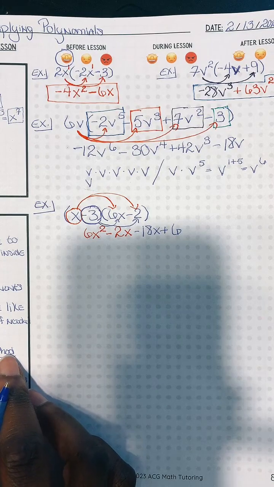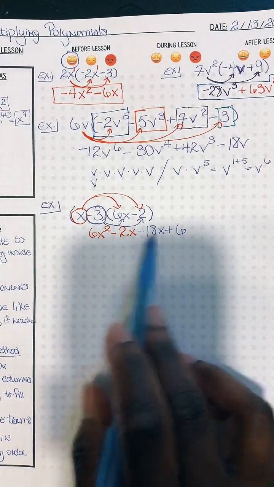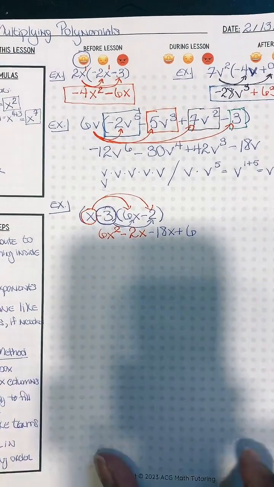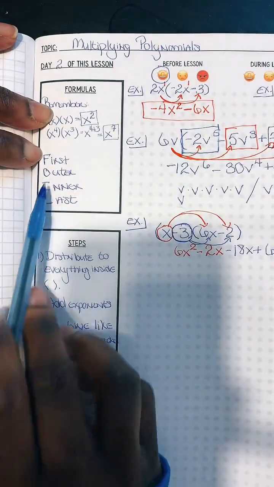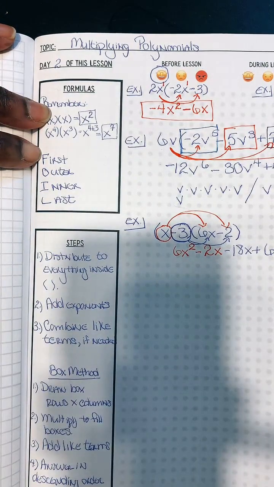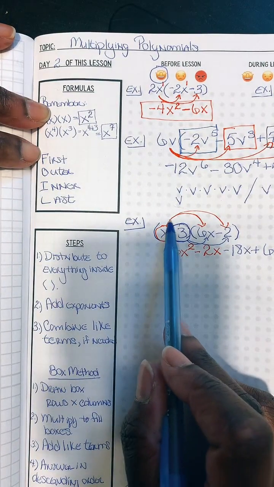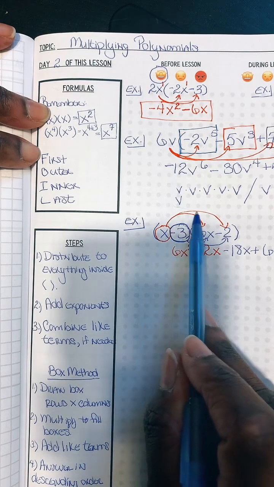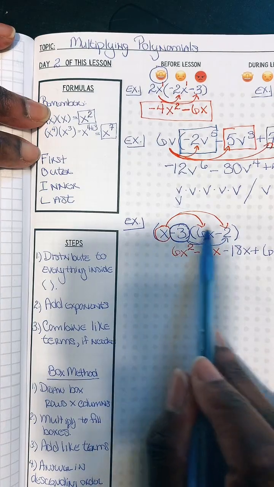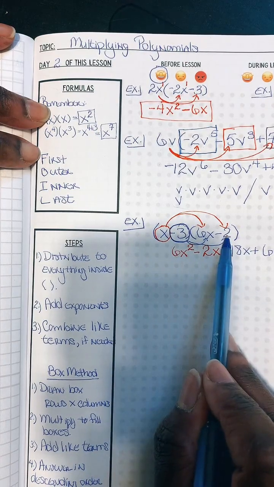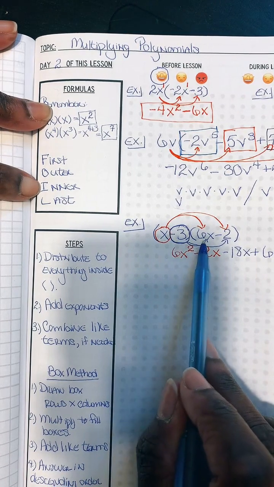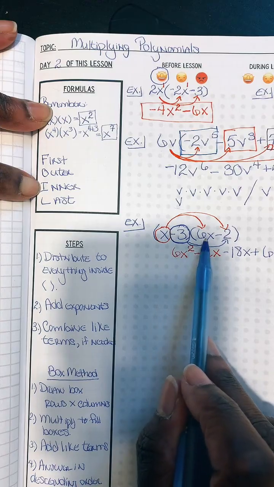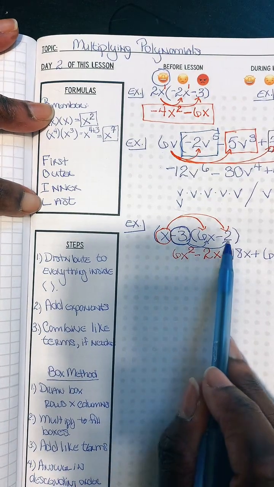Okay, yes. So, what you basically did, remember that FOIL thing that we were talking about over here? The first, outer, inner, last? That's what we did. The first red distribution was the first. Then the second red distribution, that was the outer. They're the outside terms. Then the inner. This is when we distribute the negative 3 on the inside. And then we distribute to the last terms.